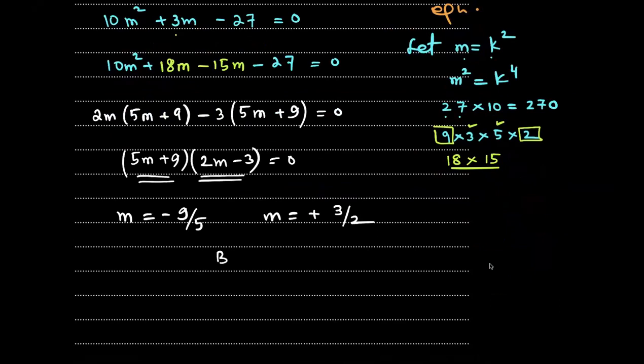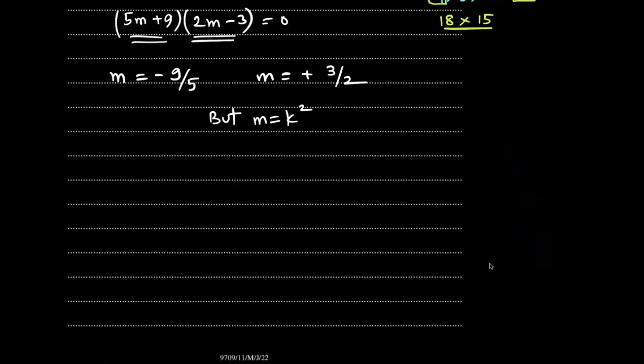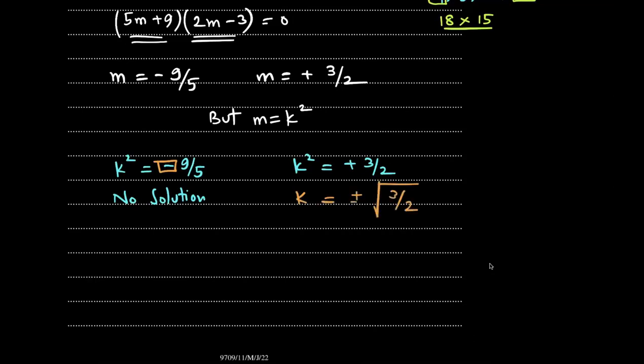But what is M? M is equal to K square. It's right over here. So therefore, we will write K square equals to negative 9 over 5. K square is equal to positive 3 over 2. We will write no solution over here because we cannot take square root of a negative number. And over here, we will write K is equal to plus minus square root of 3 over 2. These are the possible values of K.